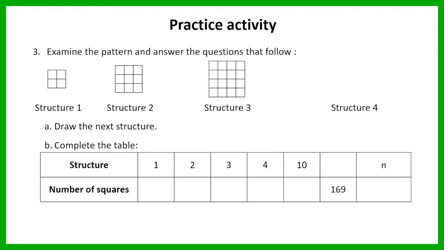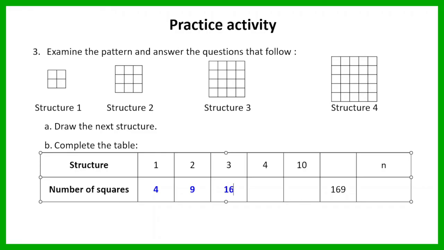Okay, let's see what you got for this example. So first of all, your next structure should have looked like this. You should have got a 5x5 square. Okay, so now let's have a look at our table. So first of all, the first structure has 4 squares or 4 blocks. The second structure has 9. The third structure has 16. And the fourth structure has 25. So those are all the ones that we can see from the structures that we've got in front of us.